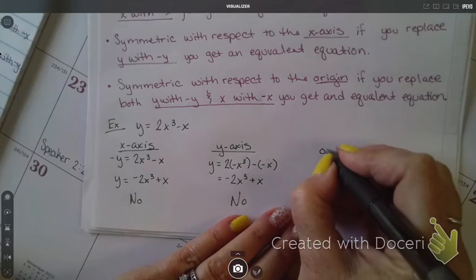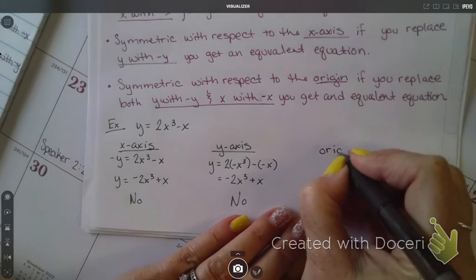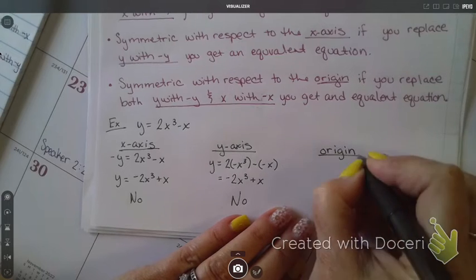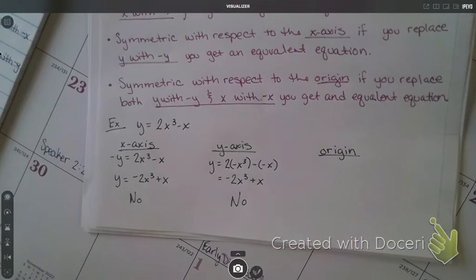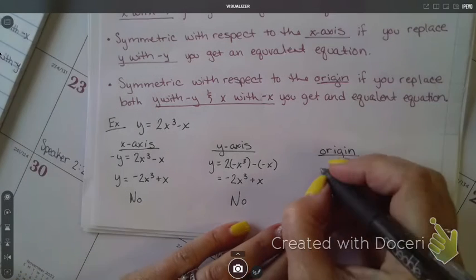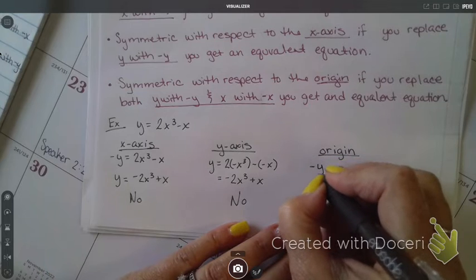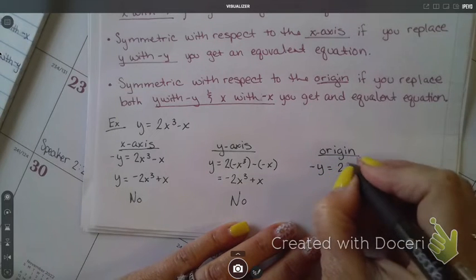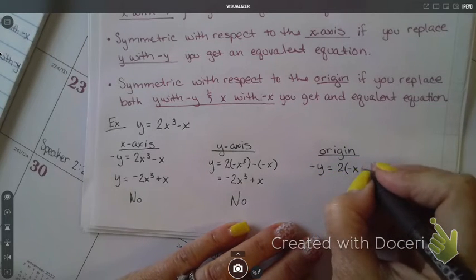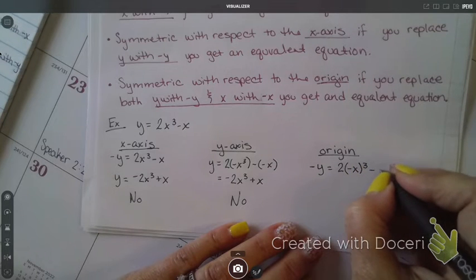And then we have the origin. Now do not assume, because it doesn't have to have any symmetry, correct? I always have people say, oh, well, I checked two and it's not, so it has to be the other one. Nope, it doesn't. So then I replace both. So I would have negative y equals 2 times negative x cubed minus negative x.